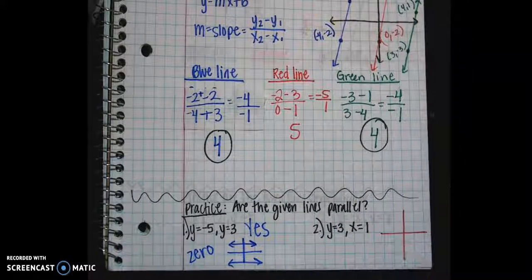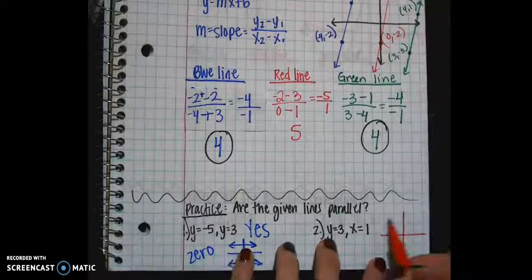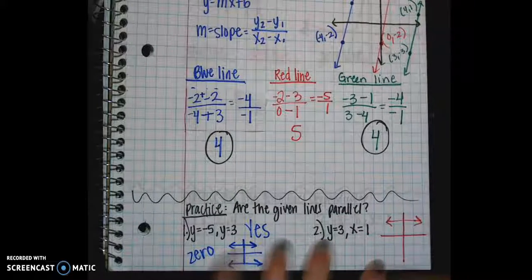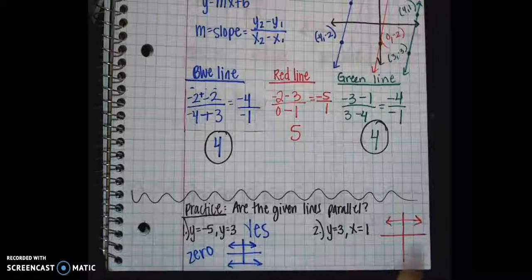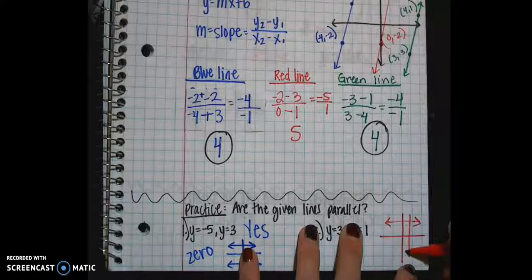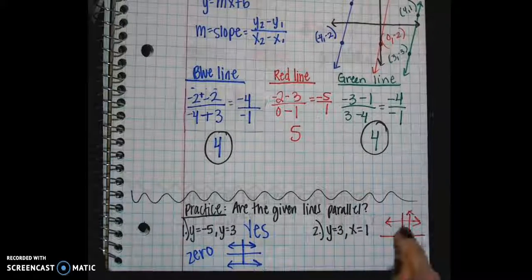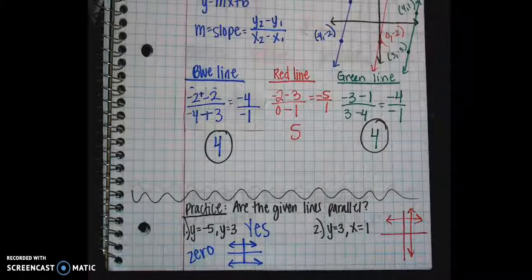Again, guys, I don't have numbers. I'm just estimating. That means every single y is at 3. Okay? So I graph that one. Then it says x equals 1. Well, I know positives are over here. So that means every single x is 1. Well, look at those lines.